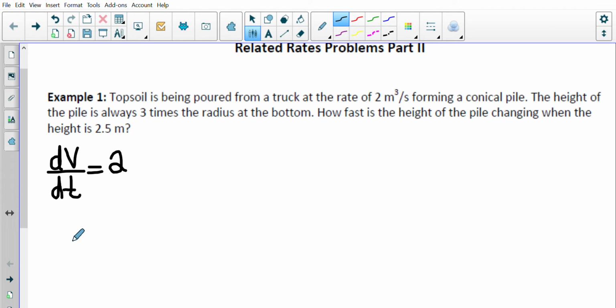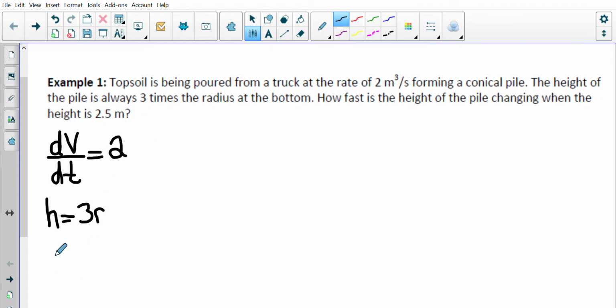Okay, so I always break it down. The height of the pile is always 3 times the radius. So our height, that means you would need 3 radiuses to get your height. That's the second sentence. Then we get to the last sentence. How fast is the height of the pile changing when the height is 2.5 meters? So we're looking for the rate of change of the height, so dH/dt, when h is 2.5.